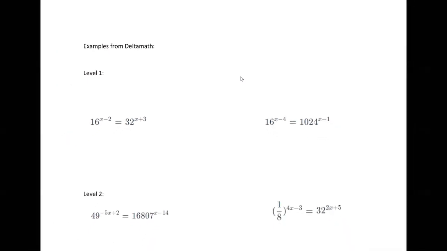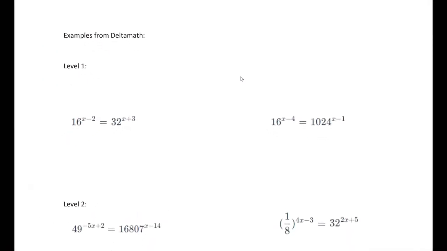But for this next one, these are from level 1, these 2 questions. We have 16 up to x minus 2, and we have 32 up to x plus 3. We want to see what would be a common base that would work for both of these. You might be tempted to try 4. You might be tempted to try maybe 2.